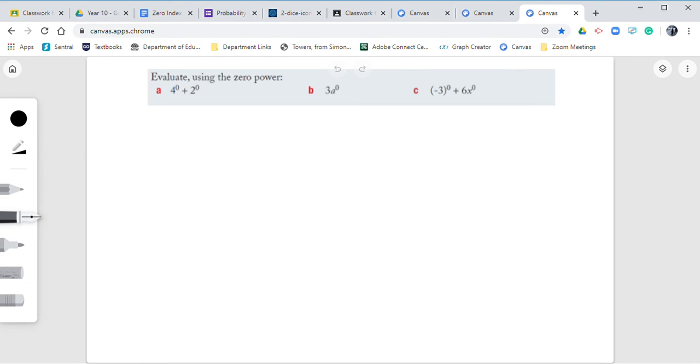To give you a couple of examples, with example A, we know that 4 to the power of 0 plus 2 to the power of 0 equals 1 plus 1, which is 2.